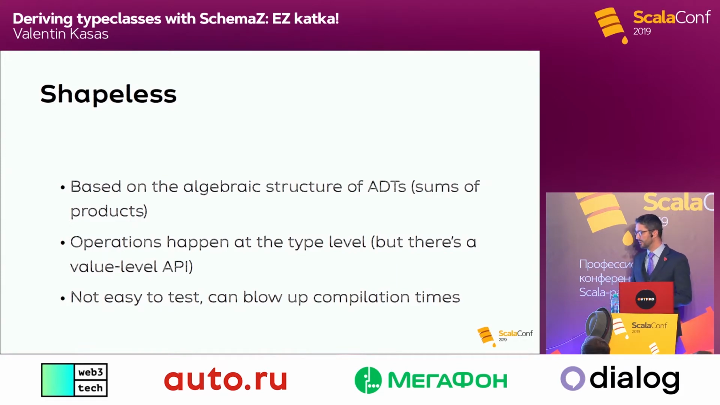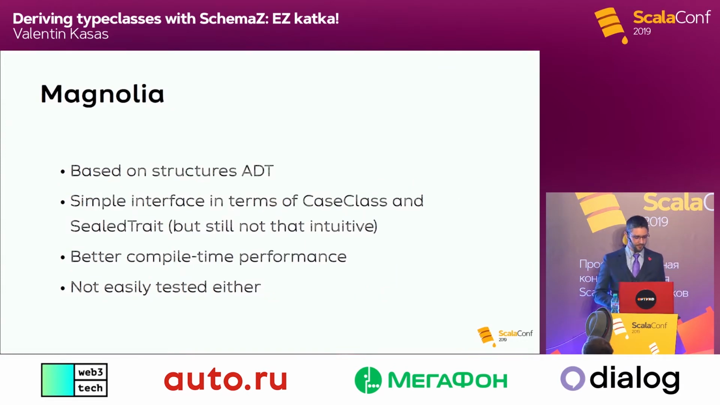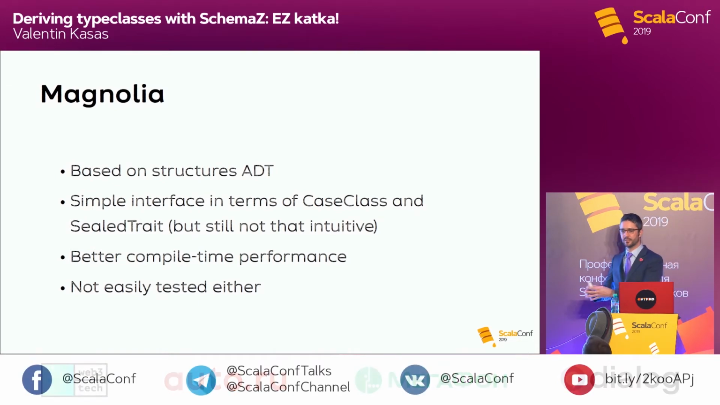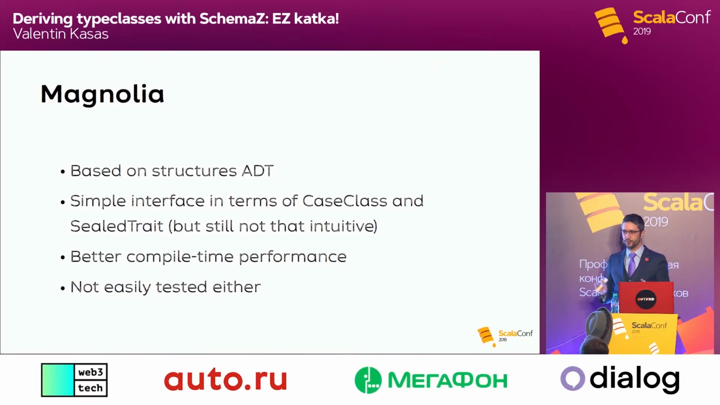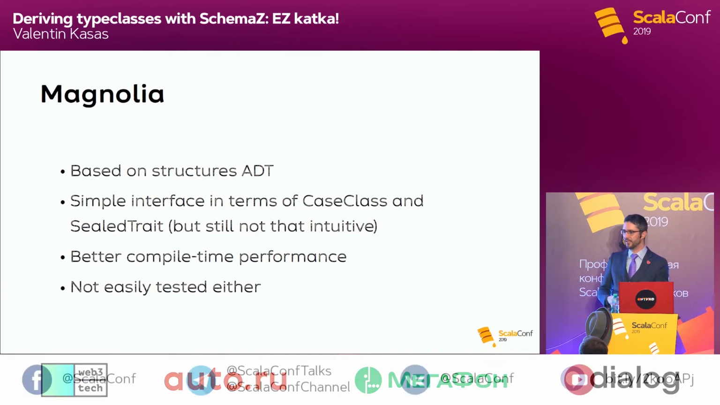And to solve that problem came Magnolia. It's also based on the structure of the ADT, meaning that to derive a type class, we will decompose our types into smaller bits and then compose the instance from this decomposition. It simplifies the development by providing two new abstractions, namely case class and sealed trait, which is nice, but you have yet another API to understand.